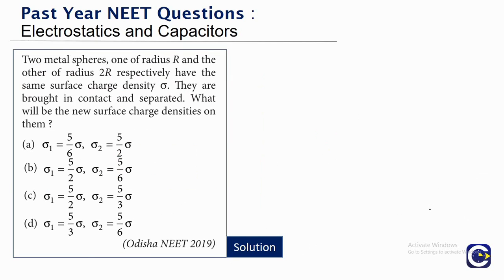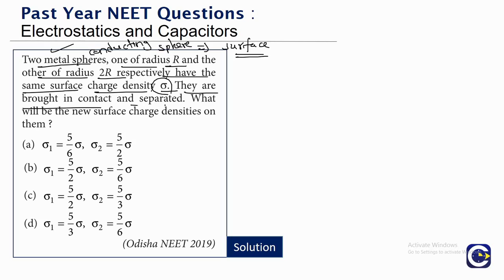Next we go to a question that came in the Odisha paper 2019. Two metal spheres, one of radius r and the other of radius 2r, respectively, have the same surface charge density. Remember, metal spheres means they are conducting, like the way we saw in the first question that came in the 2019 paper. Conducting sphere means charge will be only on the surface. That is why for conducting spheres we define surface charge density. Both of them have the same surface charge density sigma.